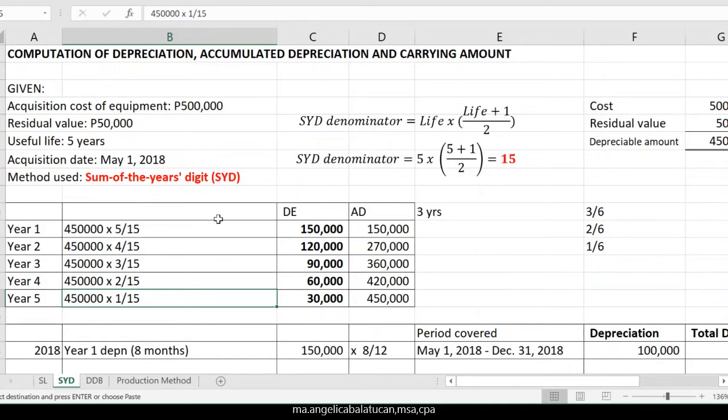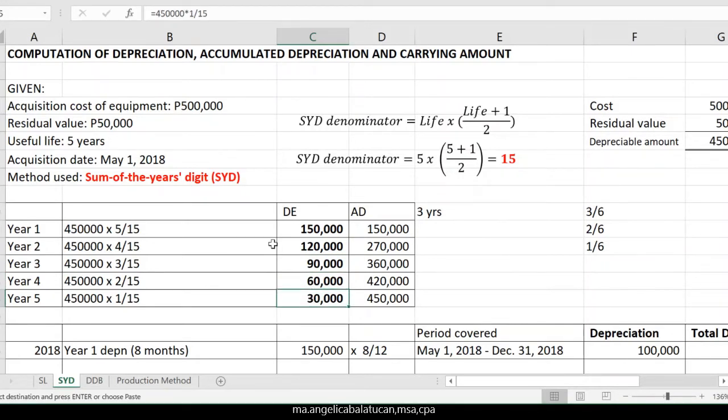So let's proceed. What would be our depreciation expense for year 1? That would be 150,000, and then 120,000 for year 2, 90,000 for year 3, 60,000 for year 4, and 30,000 for year 5.